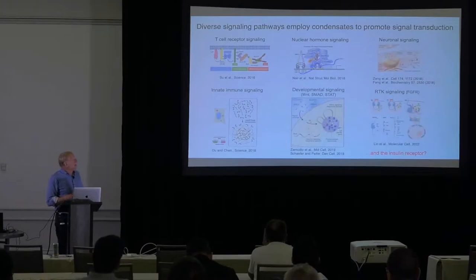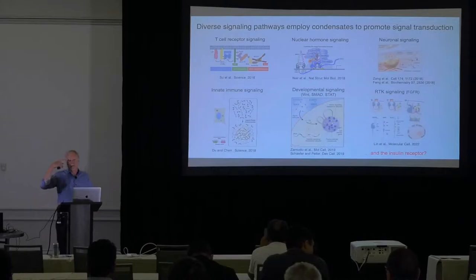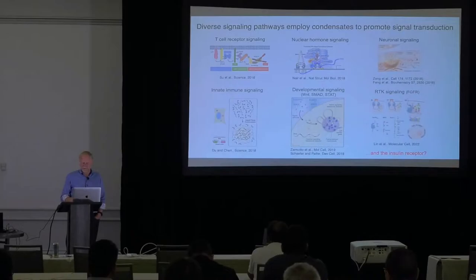Many different signaling pathways are known to employ condensates to promote signal transduction. We've heard this for the T cell receptor, for nuclear hormone signaling. My favorite is the postsynaptic density. That condensate, which is semi-membrane bound, allows us to have this conversation. And so without its function, we wouldn't be having this conversation. Innate immune signaling, developmental signaling through the Wnt, beta-catenin, SMAD and STAT pathways, these key pathways that actually allow complex organisms like us to develop from single fertilized cells.